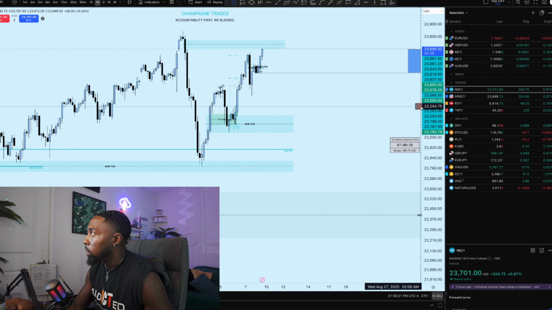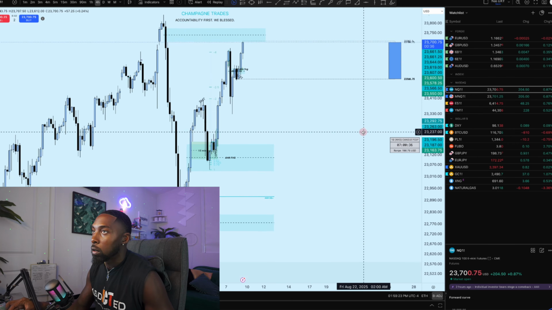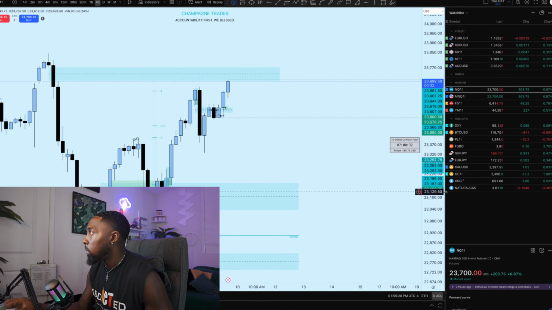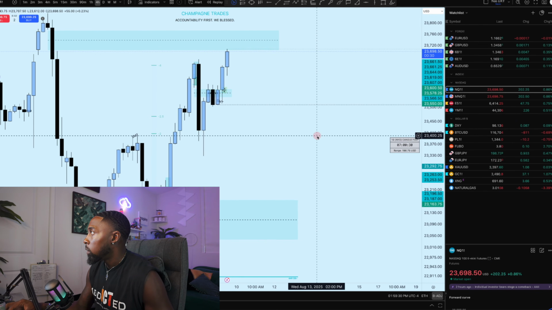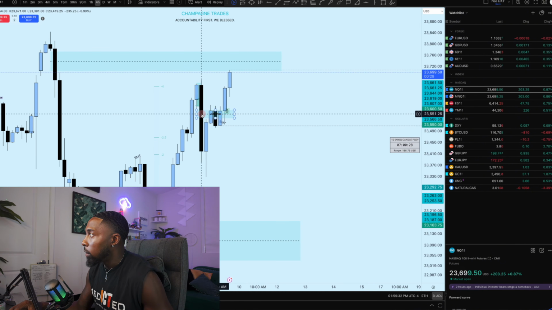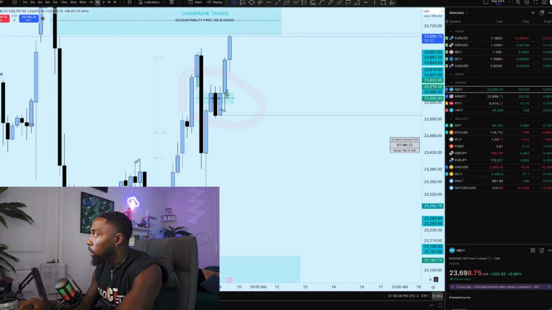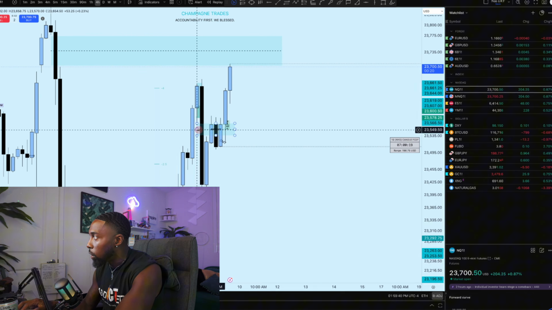So let's zoom in. So right here, you can see this 4-hour fair value gap. And once price came back up to it, you can see how well the bodies of these 4-hour candles are respecting it. Look at these bodies right here. Look at the wicks doing the damage, but the body's telling the story.